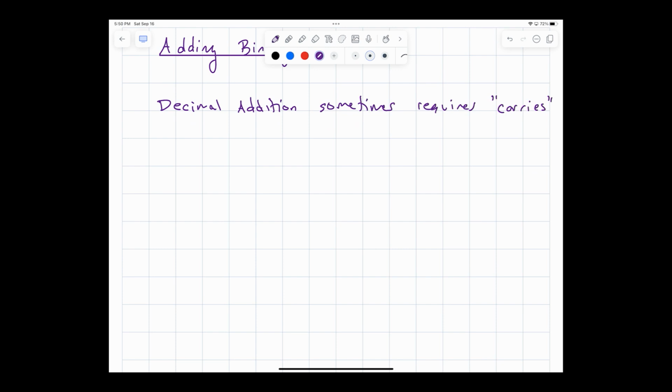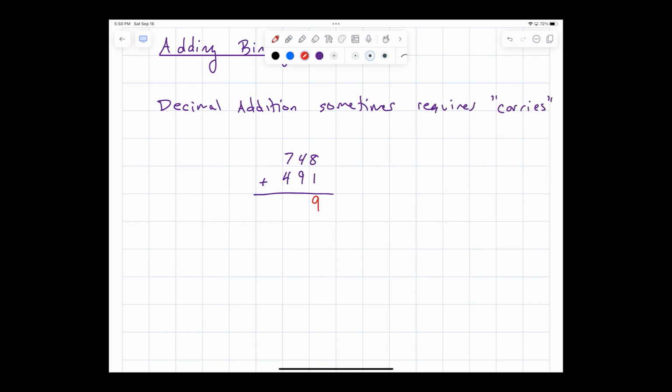Well, if I write a couple digit number here, like let's just say 748, and I want to add that to, let's see, a 1, and then a 9, and then a 4. If we want to do this, you would add the 8 and the 1, and you would get 9, and that's fine.